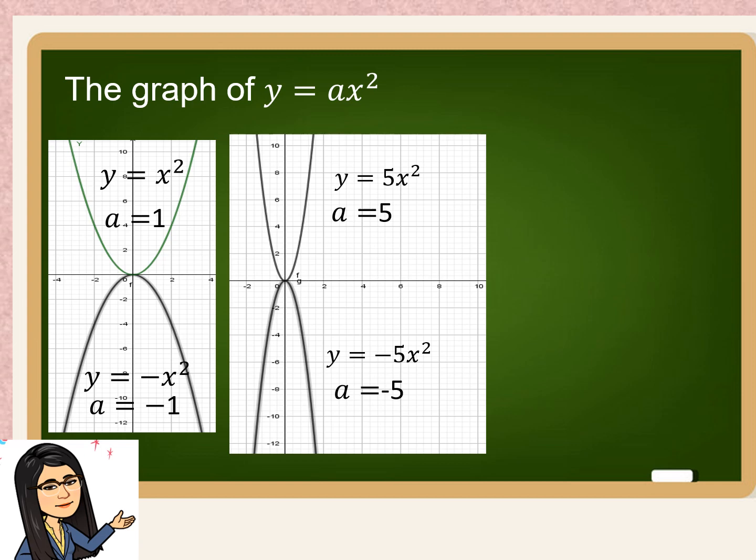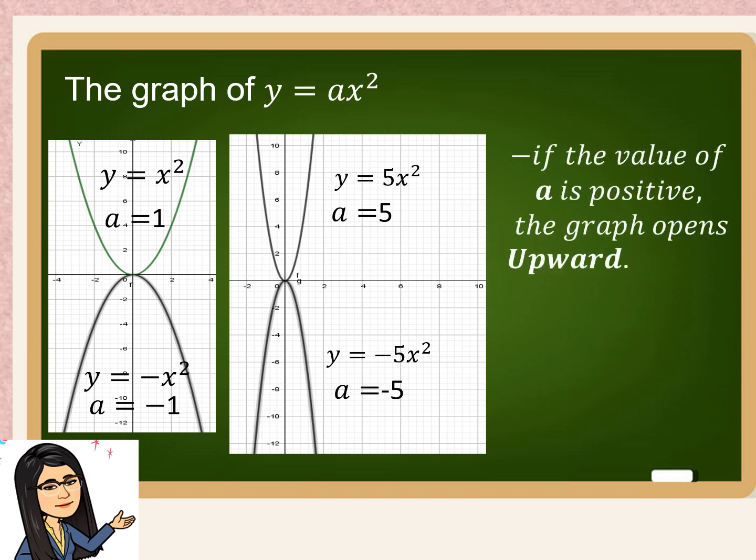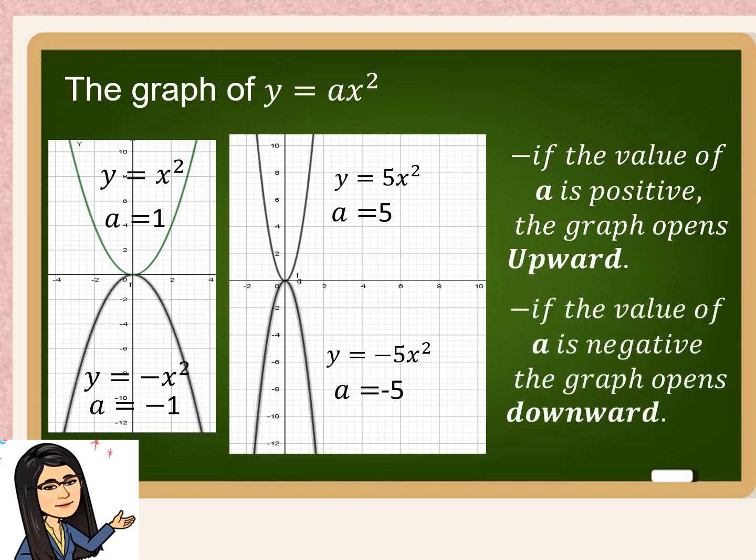Can you now determine the role of a in the parabola? Take note that if the value of a is positive, the graph opens upward. And if the value of a is negative, the graph opens downward.